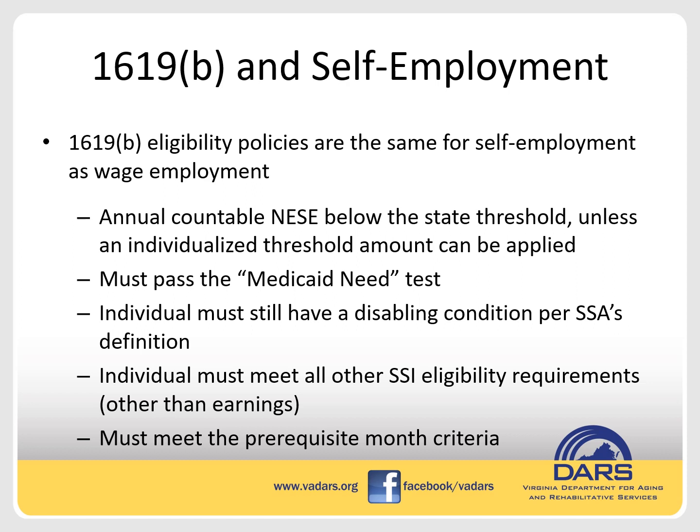Okay, so as long as the person's countable net earnings from self-employment is below the threshold, or they can establish an individualized one, as long as they need Medicaid in order to work, and as long as they're still disabled under Social Security rules and would otherwise be eligible for Medicaid, if not for that income that they were generating from self-employment, they're going to be eligible for that 1619B work incentive. Okay, when those self-employment earnings cause the SSI to go to zero.